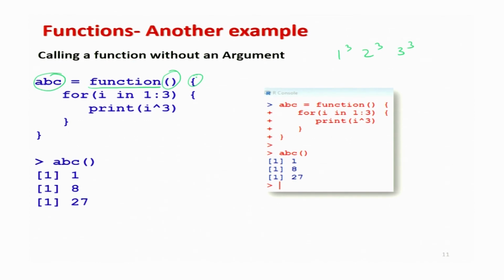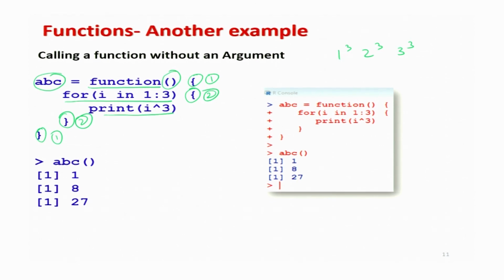Then I write the curly bracket number 1, and I close it, and then I use a loop, say for i in 1, 2 and 3, this will execute whatever I write under the curly bracket number 2, which is print i cube, that is all.